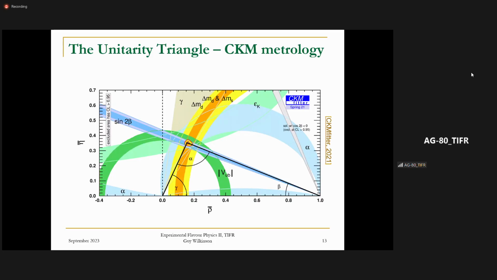Now the quality of the measurements is such that the difference between the two treatments is becoming less and less significant. But you see these coloured bands coming from constraints like this: this is a measurement of the angle beta. This comes from a measurement of the length of this side. This comes from a measurement of gamma, etc. And I'm going to walk through some of these and dwell on some of these measurements longer than others.